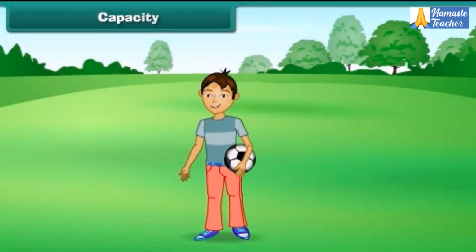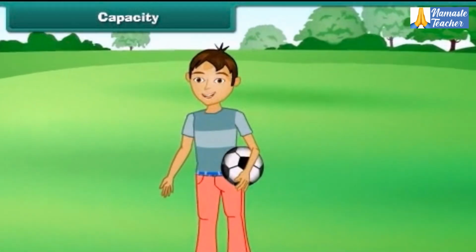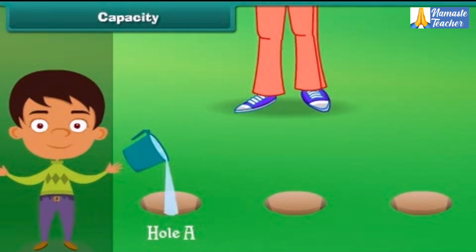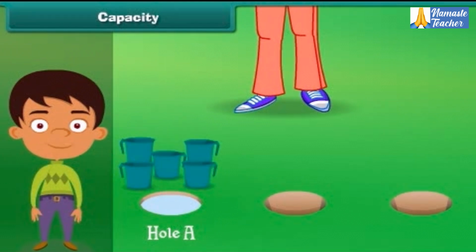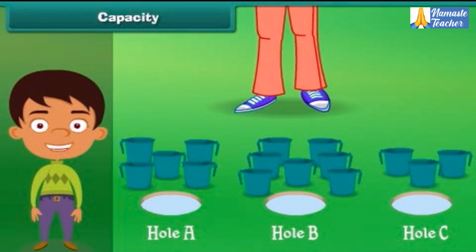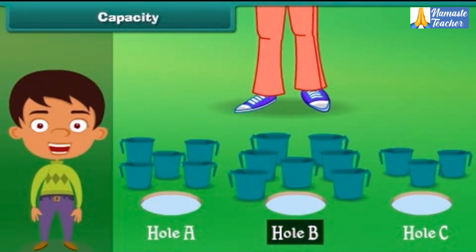Capacity. Rama was playing in the garden. He saw 3 holes in the playground. He decided to fill them with water. Hole A gets filled with 5 mugs of water. Hole B gets filled with 7 mugs of water. And hole C gets filled with 3 mugs of water. Can you tell which is the biggest hole? Yes, hole B is the biggest hole.